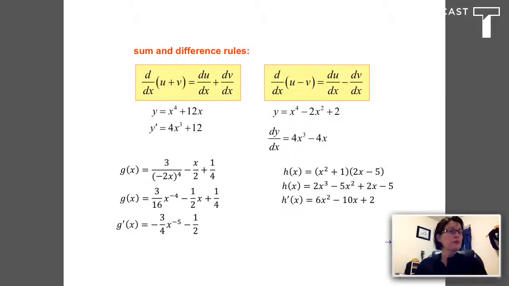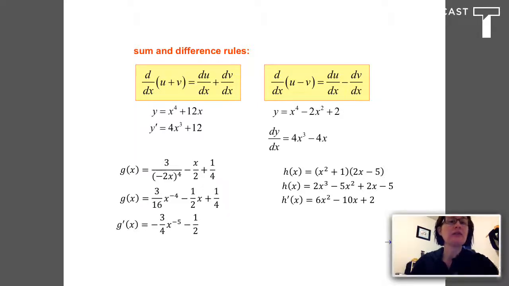Our next shortcut rule for taking derivatives. It's called the sum and difference rule. If I want to take the derivative of two functions added together, I can just take the two derivatives and add them together. Similarly, if I want to take the derivative of a difference, I can take the derivatives of the two functions and subtract them. Make sure you distribute the subtraction.